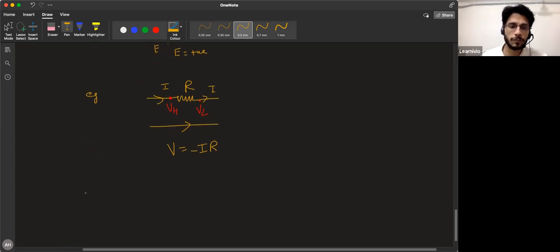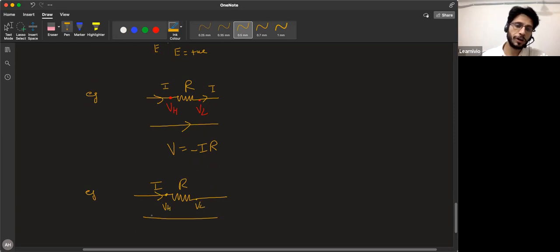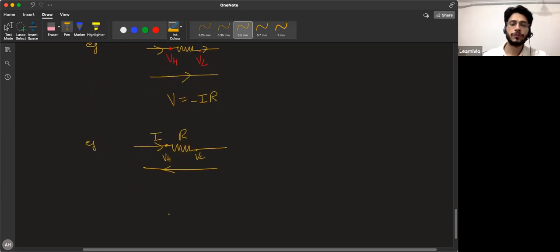Let's take another example. This is the resistor. This is the direction of current. Means this is higher potential, this is lower potential, and I'm going in this direction. So Kinza, how much would be the voltage?